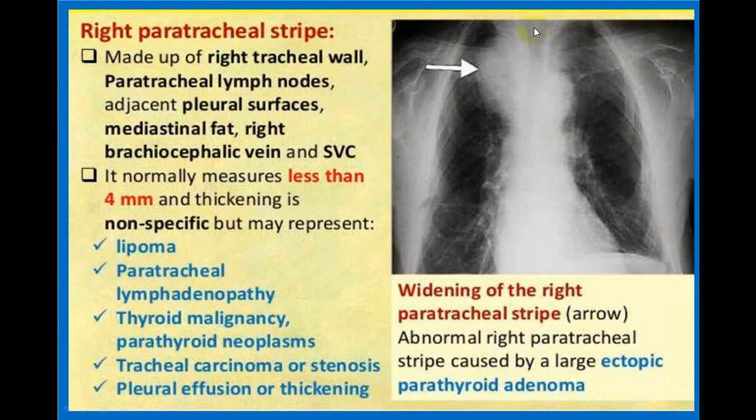So now you can see this is the paratracheal shadow. This is the trachea. This is on the right side. So there are a lot of structures on the right side.